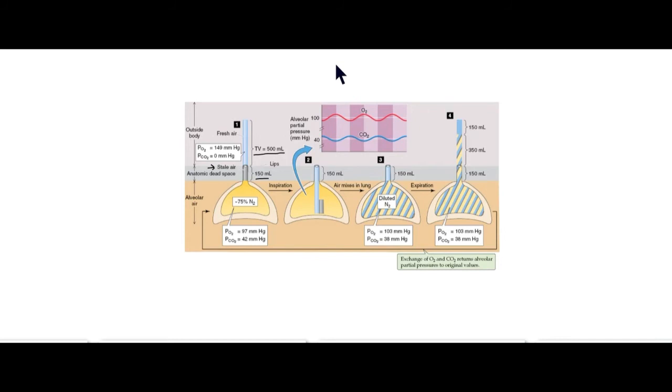So when you take your next breath in, you're gonna take in a full 500 mils for your tidal volume, and here it shows you your lips, okay? You're gonna take in that 500 mils, but in order to get that down to your alveoli, the first thing that has to happen is that stale air has to be pushed into the lungs. So every time you take a tidal breath, you're first reintroducing the air you just expired that's stuck in your anatomical dead space back into your lungs.